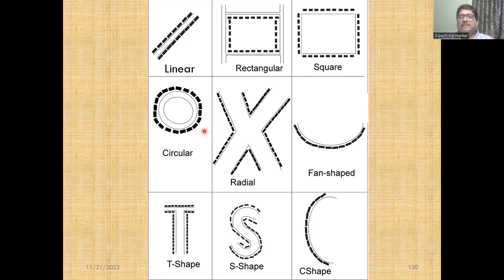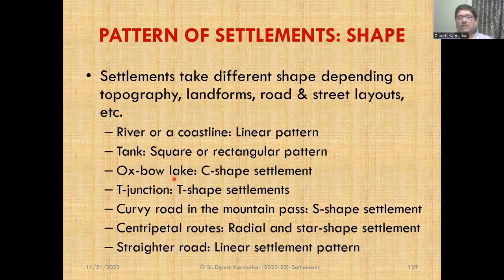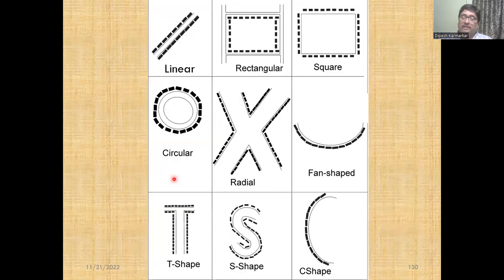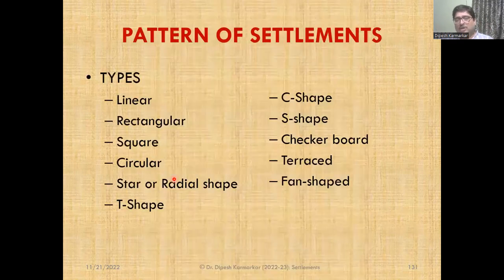Even these different patterns that we have seen just now can also be shown with different sketches. And you can draw these sketches in examination as well to support your answer, because it will also help you to remember these shapes better. So there can be different kinds of patterns based on shape: linear, rectangular, square, star or radial shape, T shape, C shape, S shape, checkerboard pattern, terrace pattern, fan shape pattern.